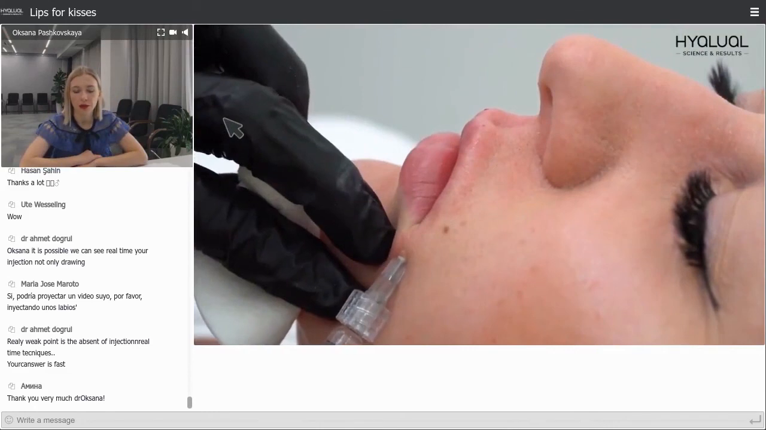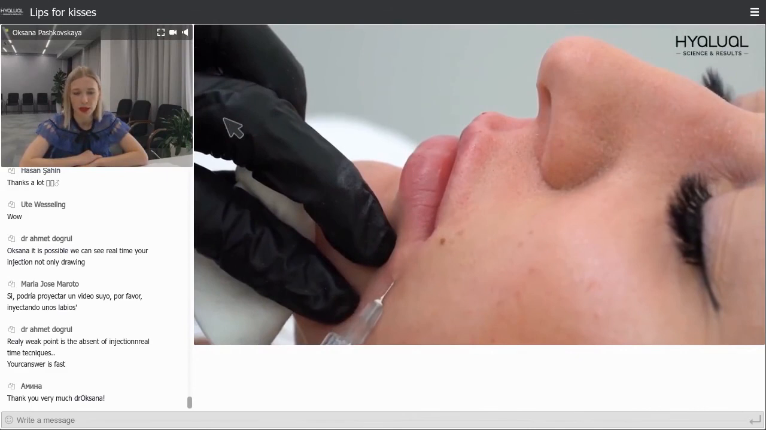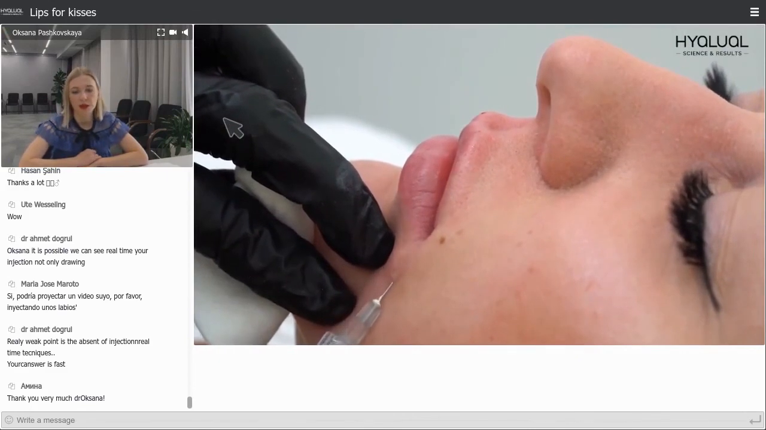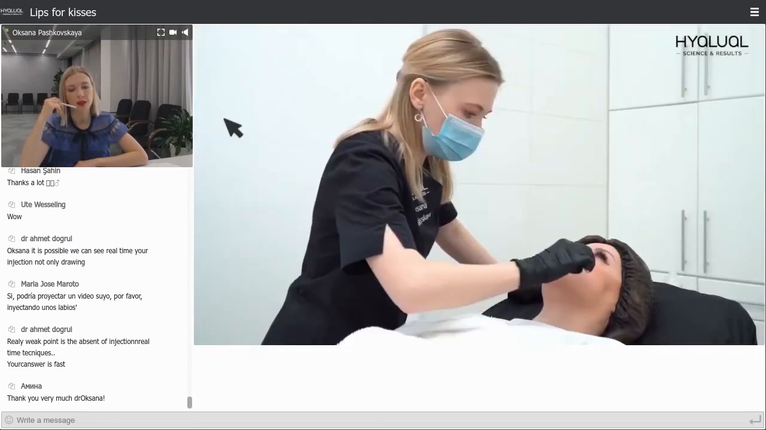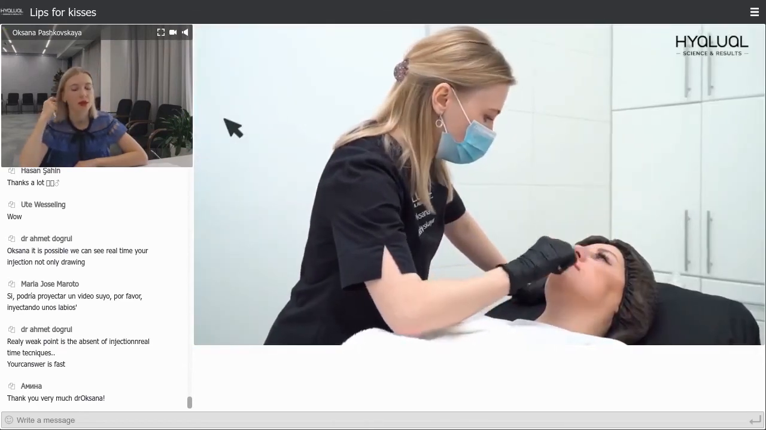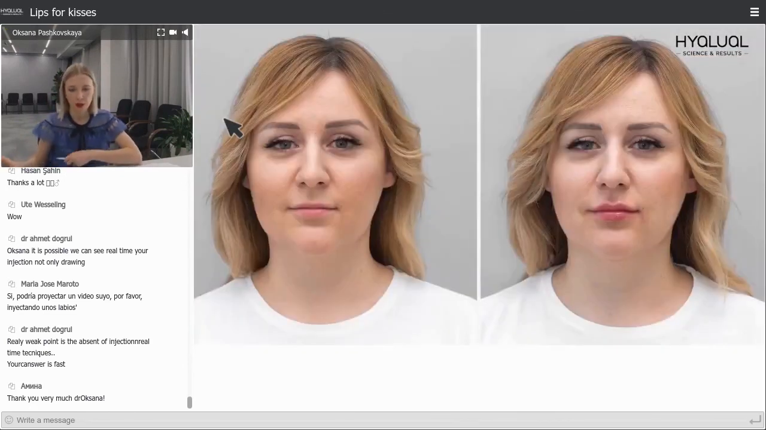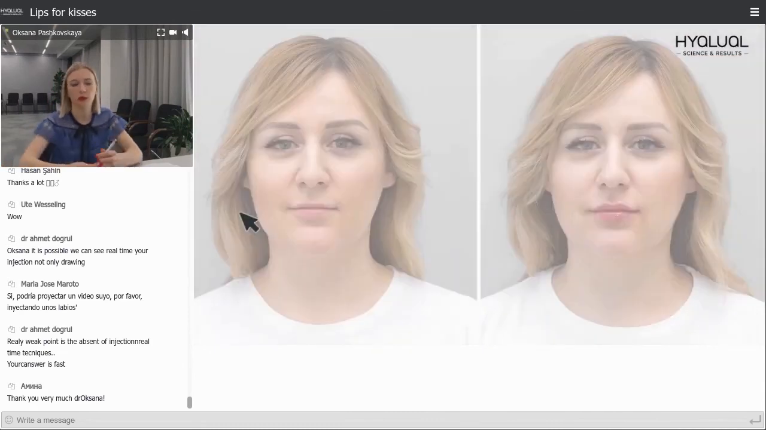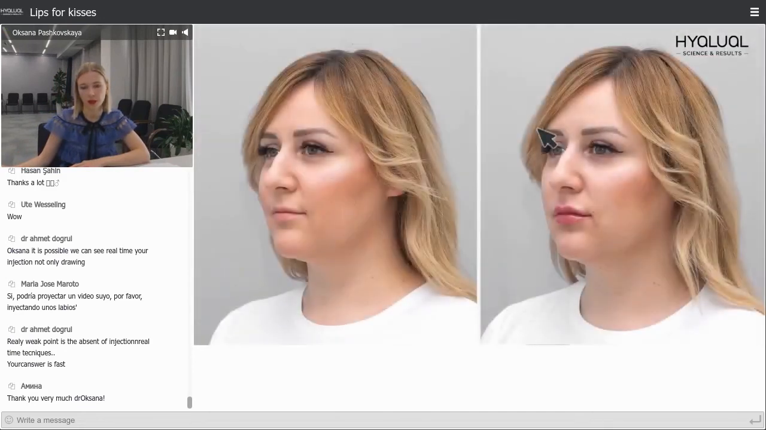And now try to lift the corner of the mouth. You could use this technique: through the commissure line, go to the upper lip and then to the lower lip. But I just pay attention to the zone where there was not enough volume.